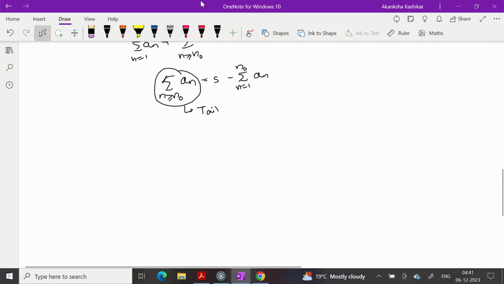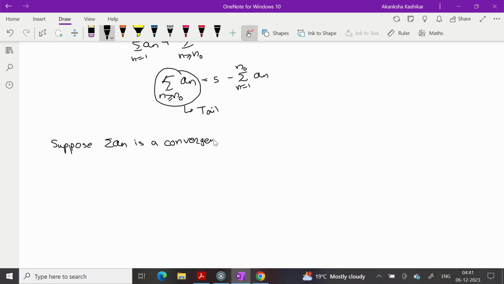Okay, let me state the result, then we will try to prove it. So suppose summation an is a convergent series, then summation n greater than or equal to n naught an converges to 0 as n naught goes to infinity. Okay, the tail of the series converges to 0 as n naught goes to infinity.